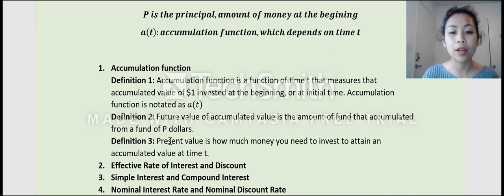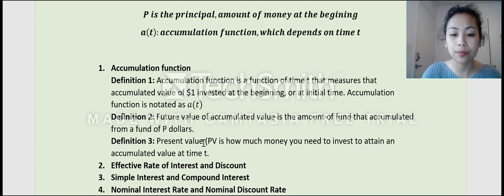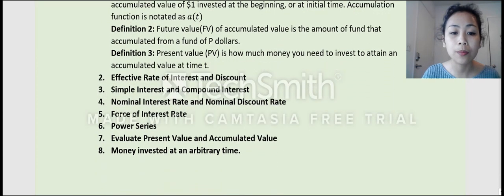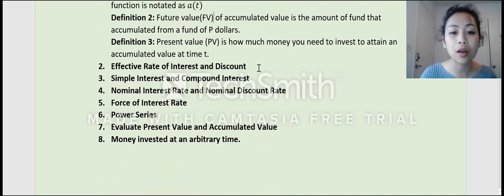So that is about accumulation function, future value or accumulated value, or present value. And present value is usually notated by PV. And future value is usually notated by FV. Now we are going to effective rate of interest and effective rate of discount.